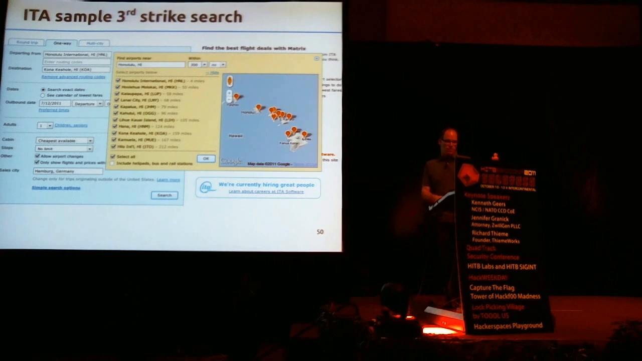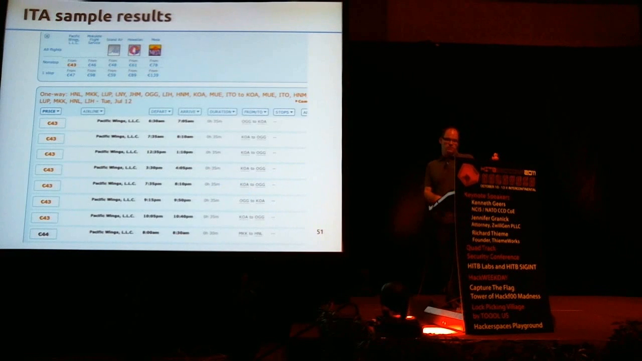So you just say, okay, I want to fly from Honolulu. And you say, okay, show me all the nearby airports in like a 300-mile region. List all the airports, you just select all. Destination, you just select an airport that's really close. Also, select all airports in the area. You get a list of cheap flights. 43 euros for a flight from, whatever, intra-Hawaii. Couple of options.